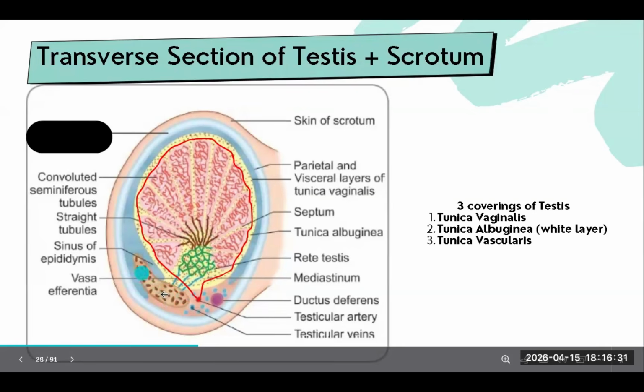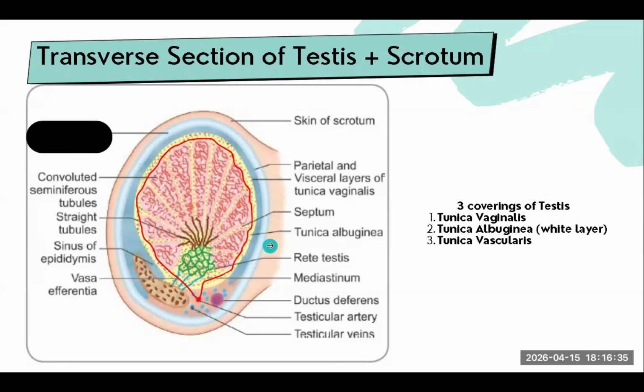This is the head of the epididymis, and this is the sinus of the epididymis. We're going to look into it in the next image. I just want to mention that the testes has three coverings. The testes specifically has the tunica vaginalis, the first layer, the outer layer. Then inner to that, the tunica albuginea. And inner to that, you have the tunica vasculosa, the vascular layer.